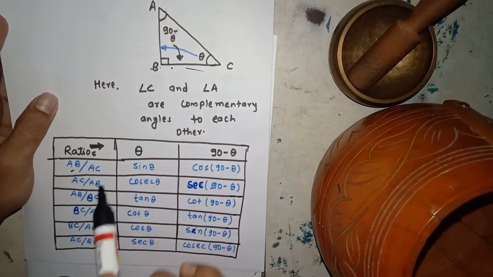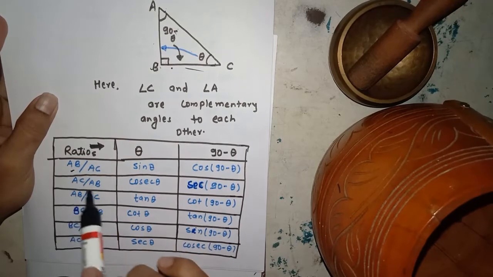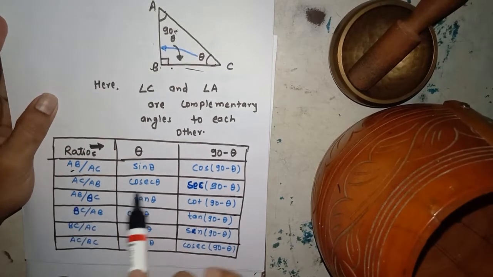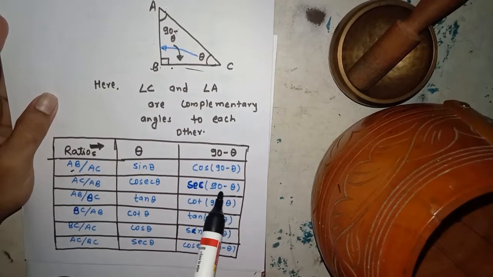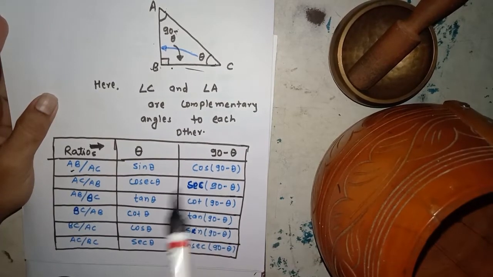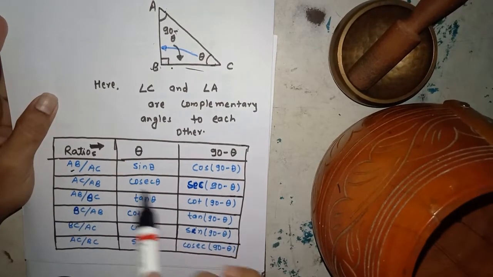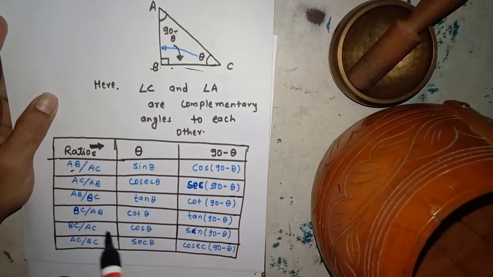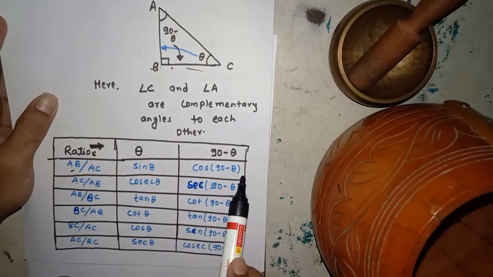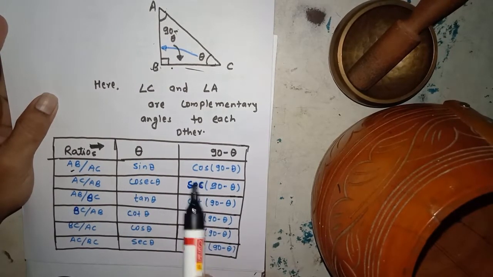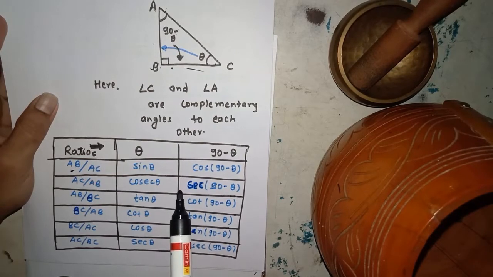So similarly, you can evaluate yourself that AC by AB must be equal to cosec theta and AC by AB must be equal to sec 90 minus theta. And in the same fashion, you can write those complementary T ratios. So you can say if theta and 90 minus theta are complementary angles, sine and cos are complementary ratios. Are you getting my point?